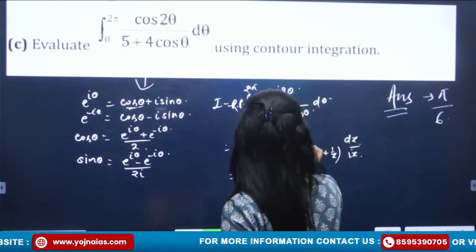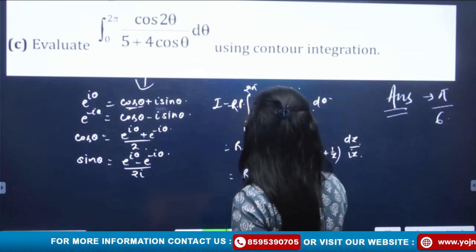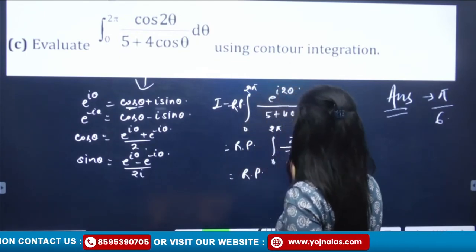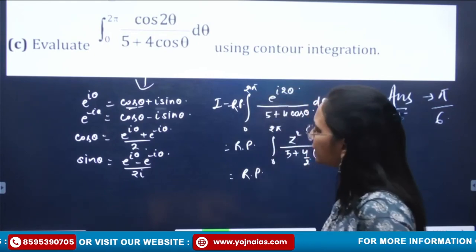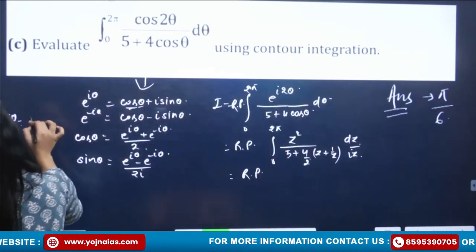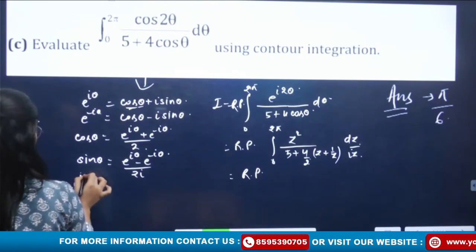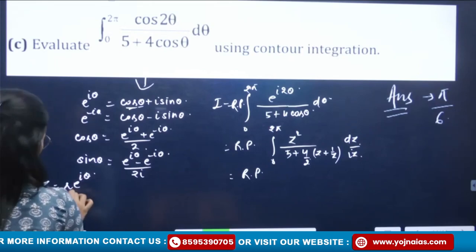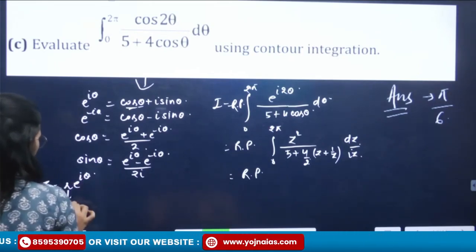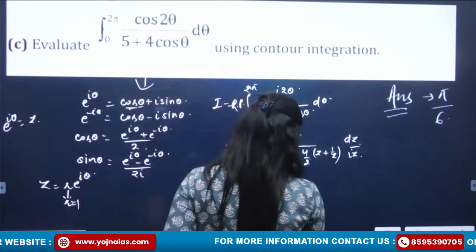So this is the real part. Taking z common, this is going to be 0 to 2 pi, and z we have converted, e raised to power iota theta we have taken as z. Usually z is equal to r e raised to power iota theta, but here we have taken r equal to 1. So the area would be of the unit circle.